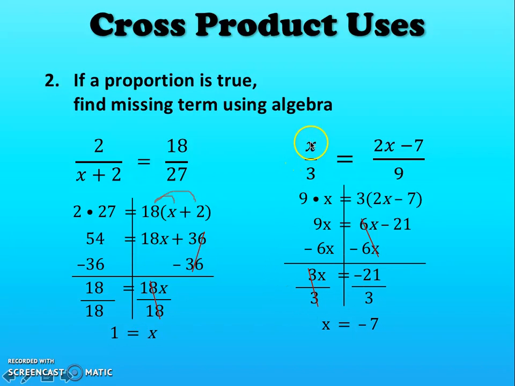So negative 7 is to 3 as, let's see, negative 7 times 2 is negative 14, minus 7, negative 21. So negative 7 is to 3 as negative 21 is to 9.